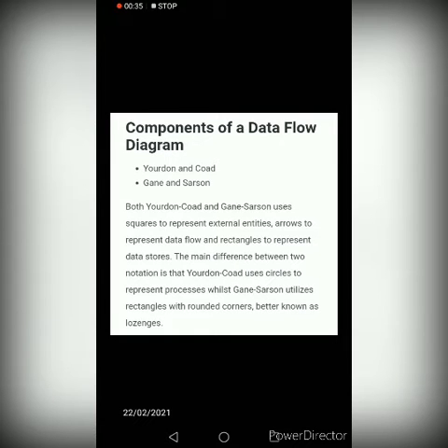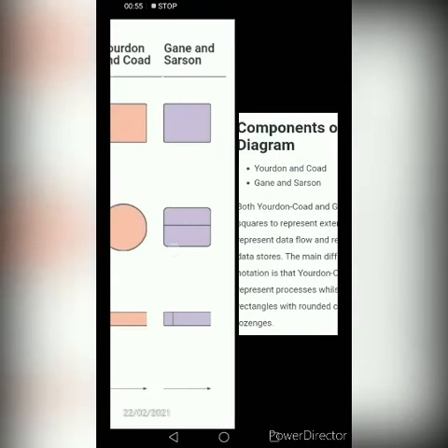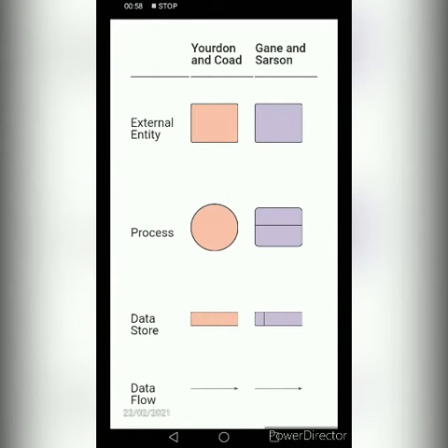Yourdon and Coad, Gane and Sarson. Both Yourdon and Coad and Gane and Sarson use squares to represent external entities, arrows to represent data flow, and rectangles to represent data stores. So in this example, there is most likely no difference. The only difference is their symbol in representing the processes. Yourdon and Coad and Gane and Sarson have the same symbols for the external entities, data stores, and data flow.